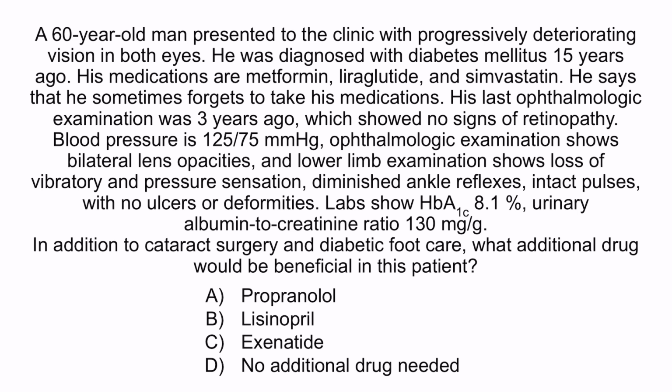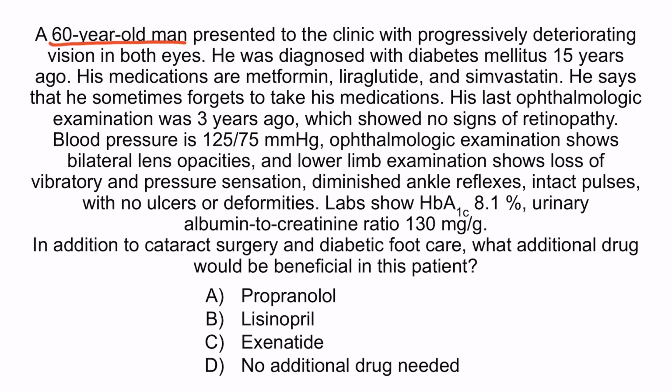Blood pressure is 125/75. Ophthalmologic exam shows bilateral lens opacities, and lower limb examination shows loss of vibratory and pressure sensation, diminished ankle reflexes, intact pulses with no ulcers or deformities. Labs show hemoglobin A1C of 8.1, urinary albumin to creatinine ratio of 130. In addition to cataract surgery and diabetic foot care, what additional drug would be beneficial in this patient? A. Propranolol, B. Lisinopril, C. Exenatide, or D. No additional drug needed.